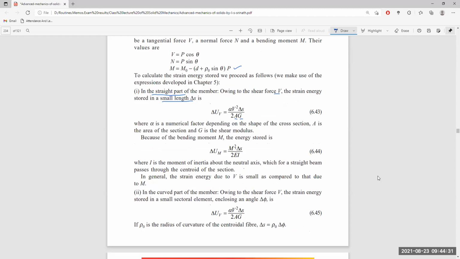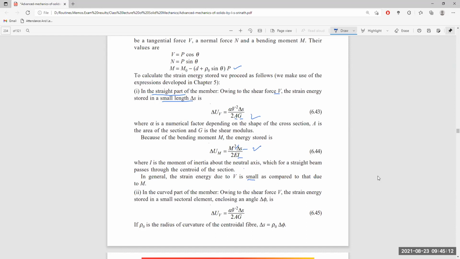It is the bending moment squared and the deformation caused by this moment, delta S, divided by 2 into E I, where E is Young's modulus and I is the moment of inertia about the neutral axis, which for a straight beam passes through the center of the section. Now, in general, the strain energy due to V is small compared to M itself. This is for the straight part of the beam. This is the energy stored due to the shear force, and this is the energy stored due to the bending moment itself.